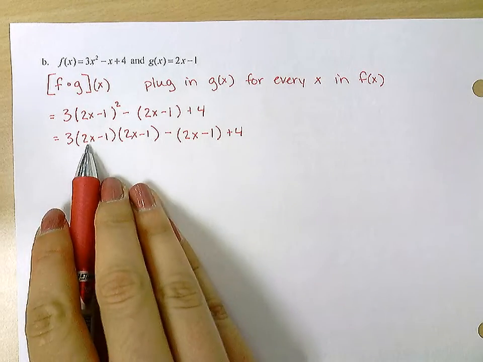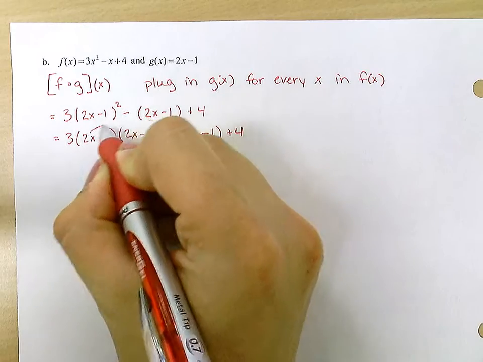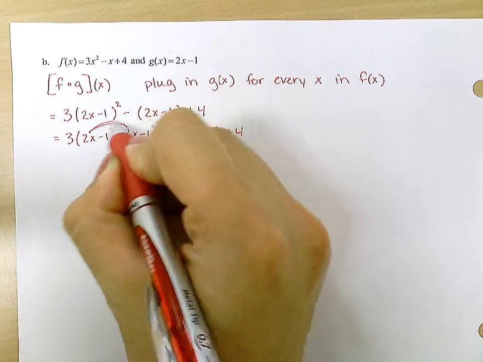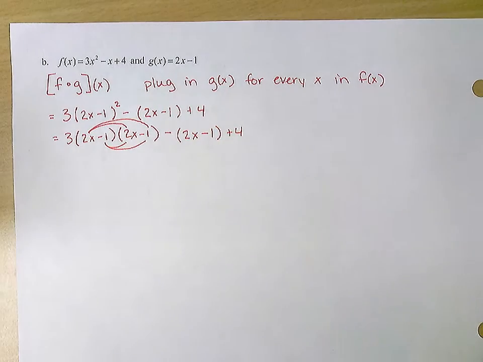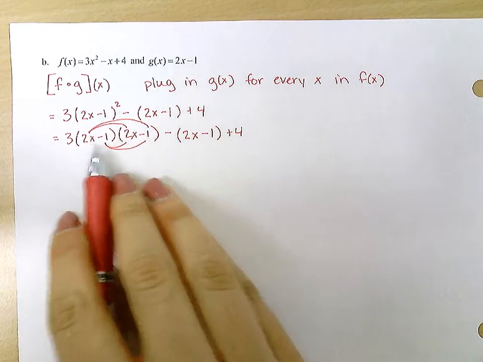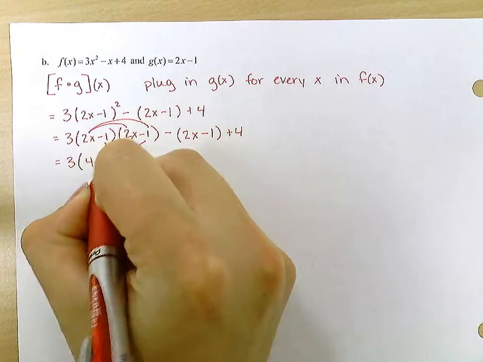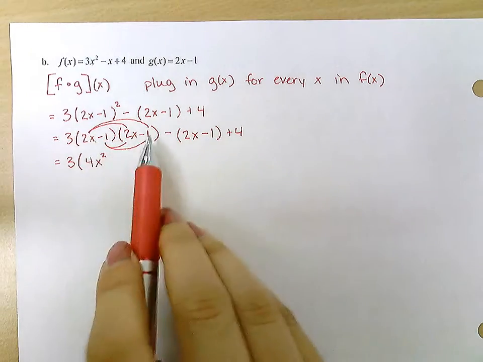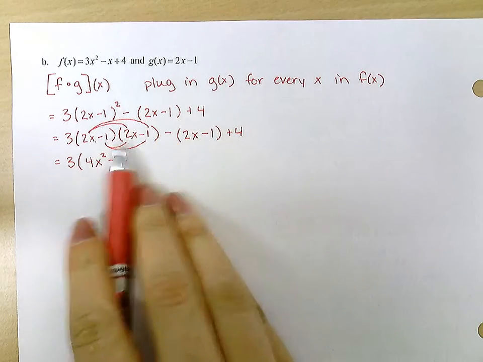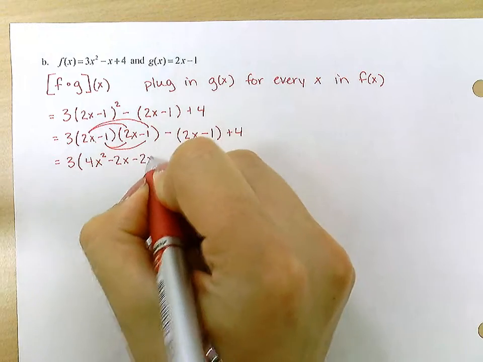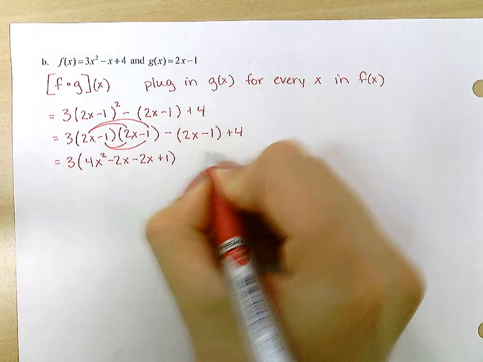Alright, so from here, I'm going to FOIL these two. So multiply my first, my outer, my inner, my last. So 2x times 2x is 4x squared. 2x times negative 1 is negative 2x. Negative 1 times 2x again is negative 2x. And negative 1 times negative 1 is positive 1.